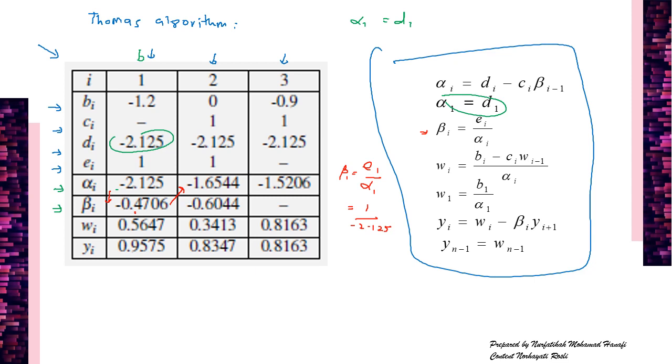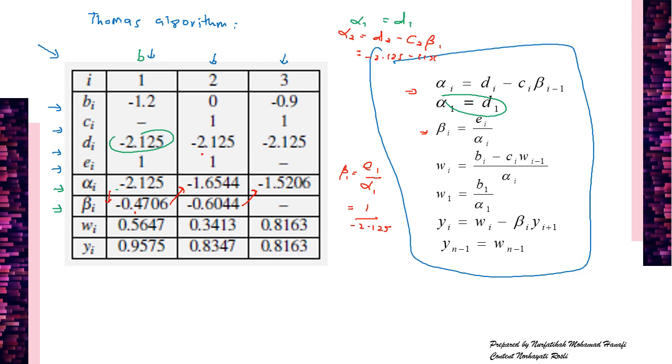Then after you have beta 1, start the calculation for alpha 2. It must alternate: start from alpha 1, beta 1, alpha 2, beta 2, alpha 3, beta 3. For alpha 2, this is the formula: alpha 2 is equal to D2 minus C2 beta 1. Identify what our D2 is. D2 is minus 2.125. What is our C2? C2 is equal to 1.